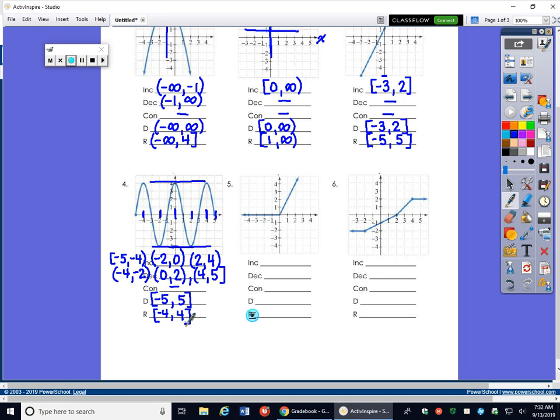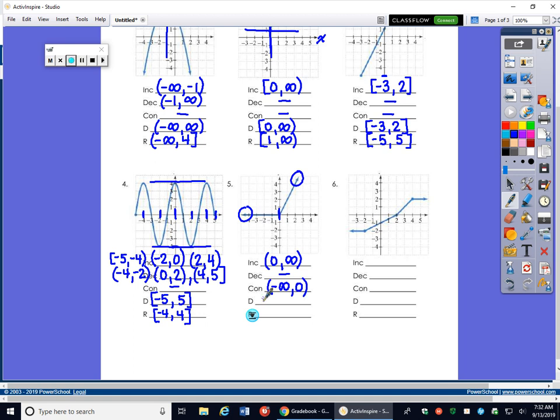Number 5, increasing. We're going to go 0 to infinity, and again, that is a change of direction, so you are going to have to use a parenthesis at 0. Remember, here is where it starts, that's 0, and it's going on forever, so we're going to use parentheses. There is no decreasing. There is a constant. The constant is from -infinity, that's because this is an arrow, so it's coming from -infinity all the way to 0, and that's a change of direction, so we're going to use a parenthesis.